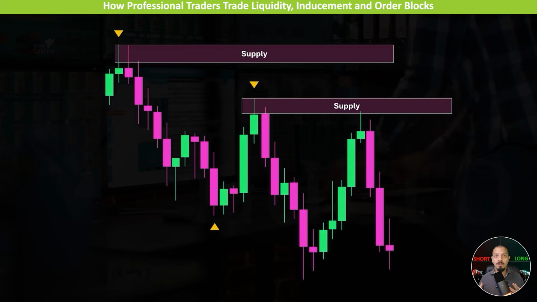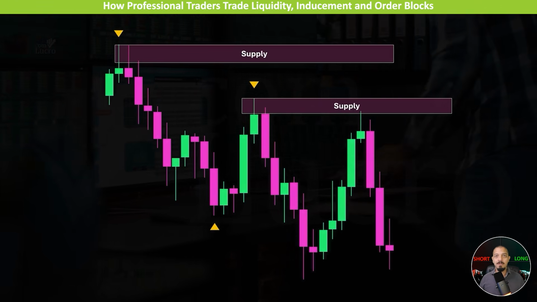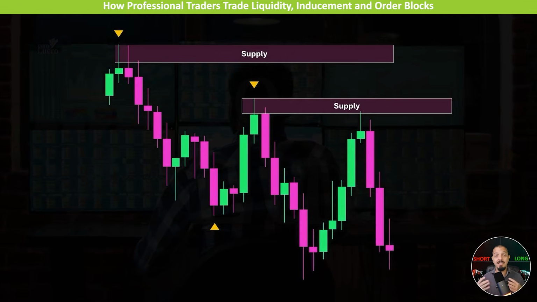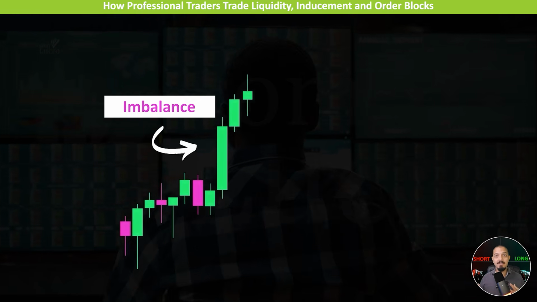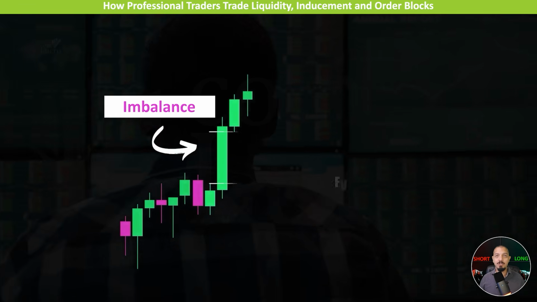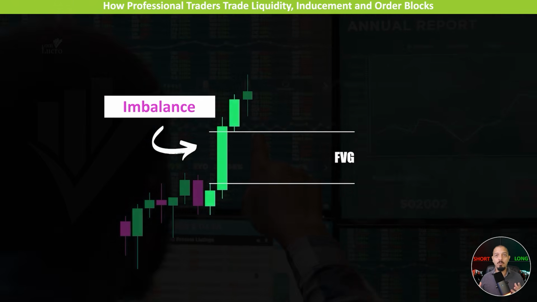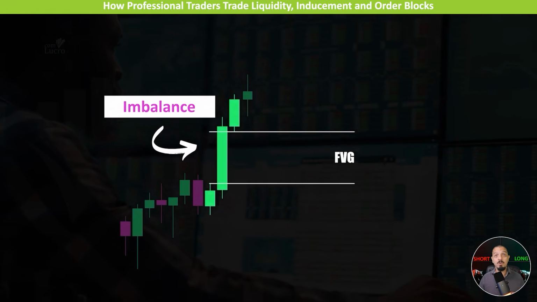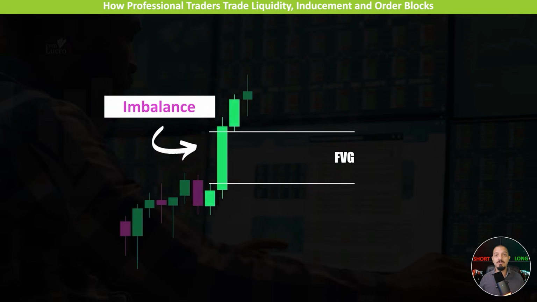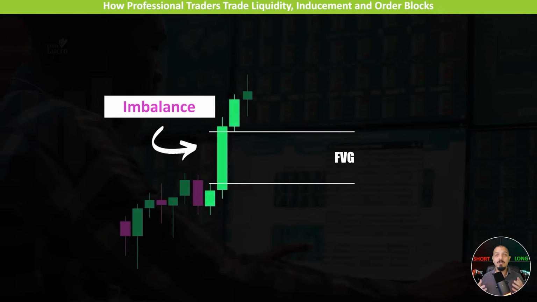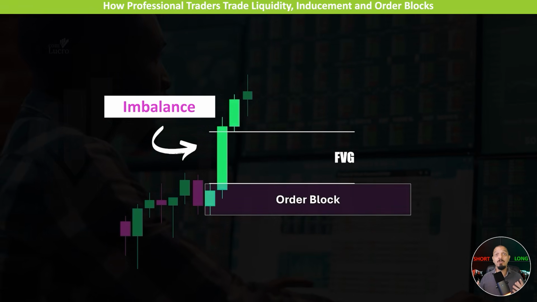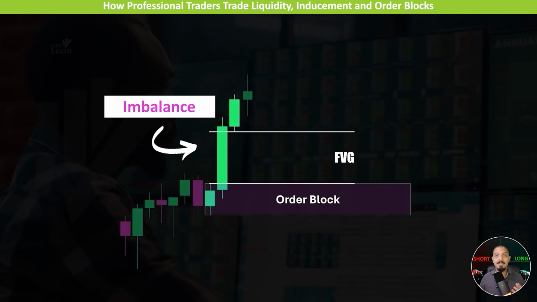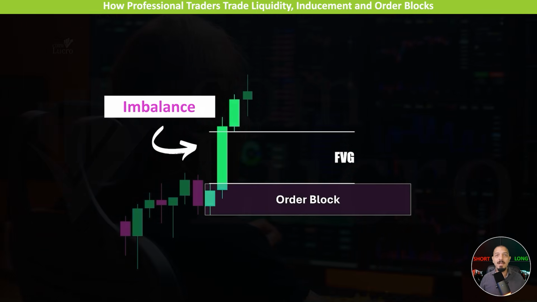Now, order blocks are a special type of supply and demand zone, but they form when a large number of buyers or sellers enter the market at once, creating a visible imbalance in price. This imbalance between buying and selling pressure can often be identified through what we call fair value gaps. These gaps appear when price moves too quickly in one direction, leaving certain orders unfilled, and the market may later return to those areas to restore balance. We usually mark the candle that appears right before the gap as our order block zone, because that is where major trading decisions were likely made.